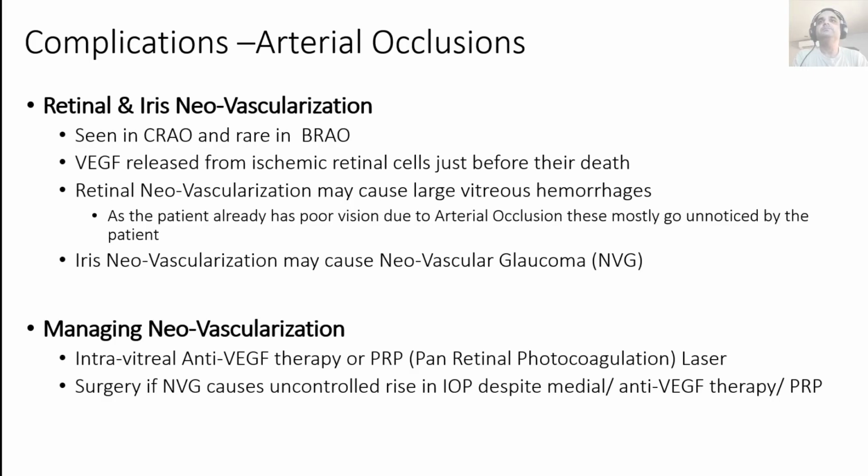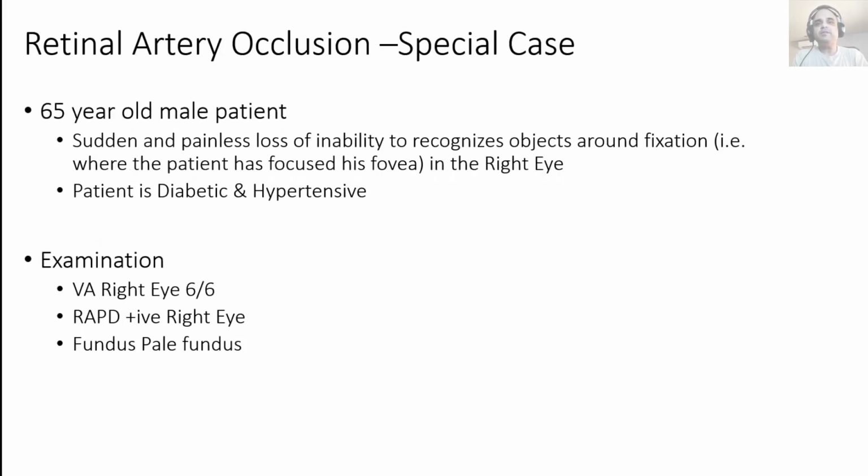neovascular glaucoma. So this is a very special case of a 65-year-old gentleman who presents with sudden and painless loss of inability to see objects around fixation. So he can see the patient's face, but not anything else, or his smile or features of his face, but not the entire face from the right eye. He's a diabetic and hypertensive. Visual acuity is 6/6. He has a RAPD and he has a pale fundus. And what do you think is happening?